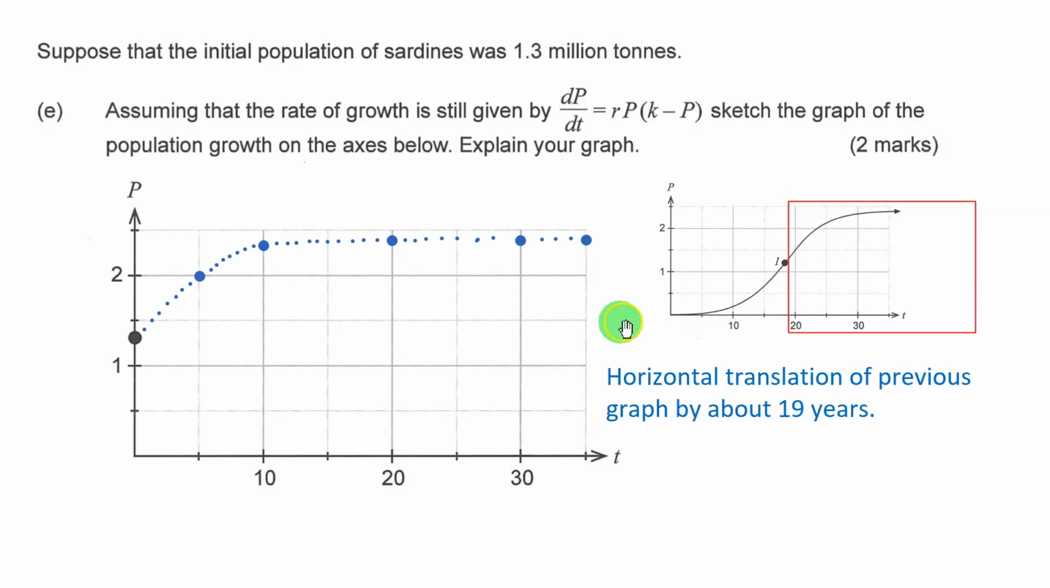It's like we've reset the origin from here over to about 19 years. So our explanation would be it's a horizontal translation of the previous graph by roughly 19 years to the right. And so we start off here at 1.3, and it's basically decreasing all the time. So the examiners would probably be a bit picky about that. They want to see a concave down curve all the way.